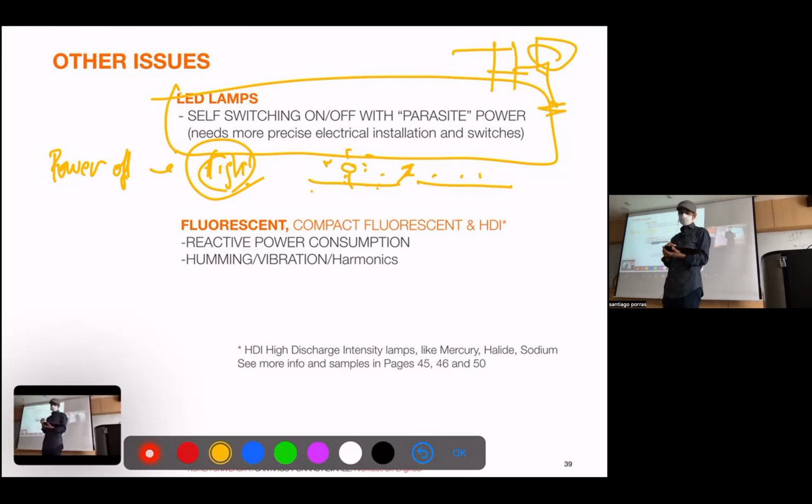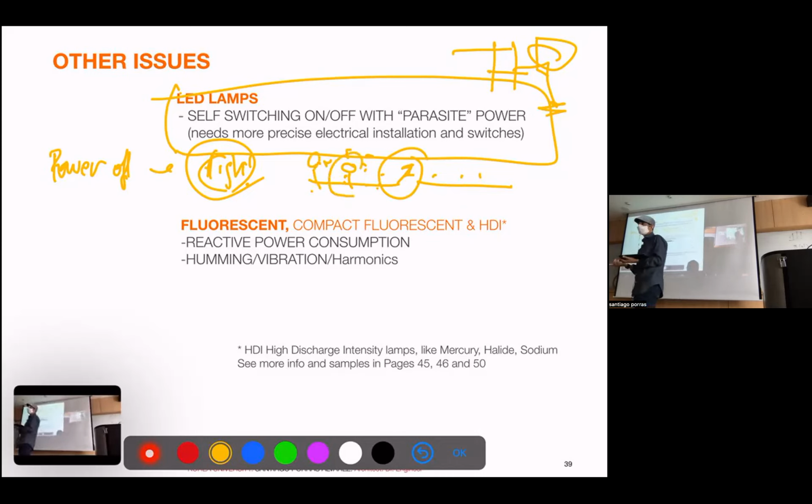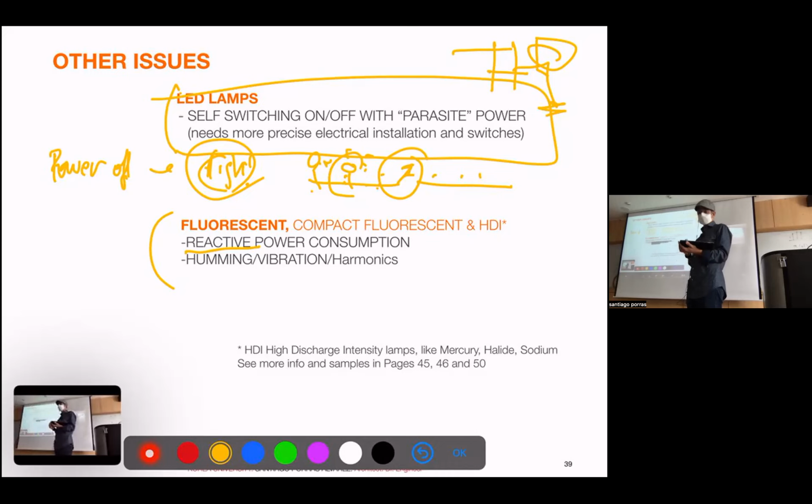How can you fix it? With more strict electricity installation and switches, which is not an easy option, or increasing the power, or adding more lamps in the same circuit, which also may hinder your savings. Right? The other thing which happens with the fluorescent is the reactive power. This is why they need some kind of capacitor and so on. The electricians and the electrical engineers know well, so they have devices to absorb that, right? So you don't have more power expenditure than necessary. And we have the vibration and the harmonics, as we said before.